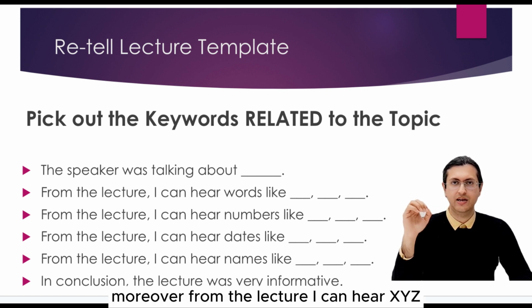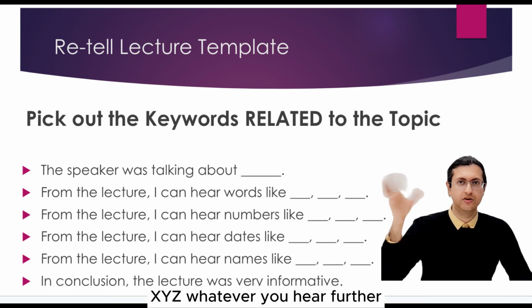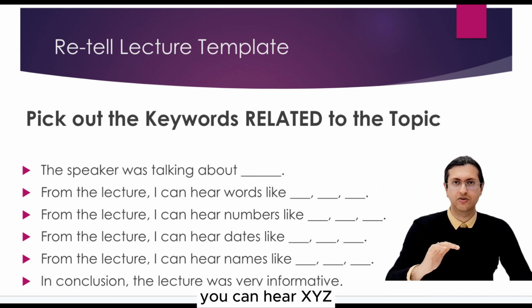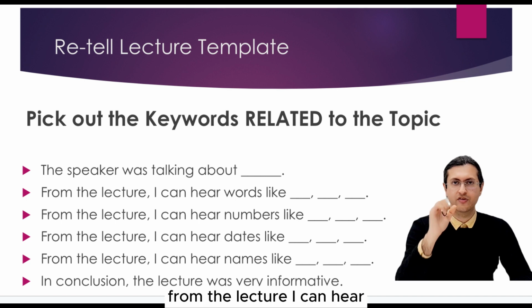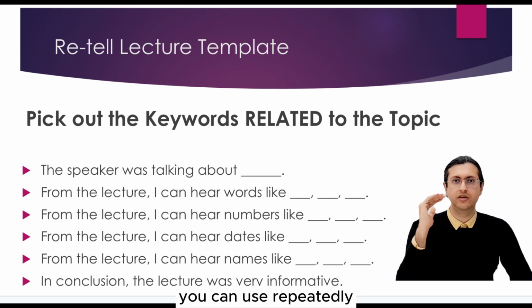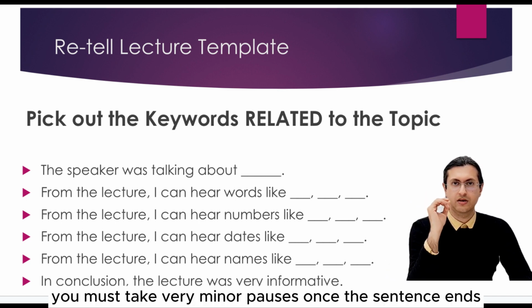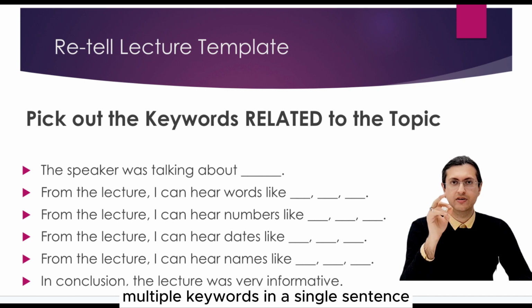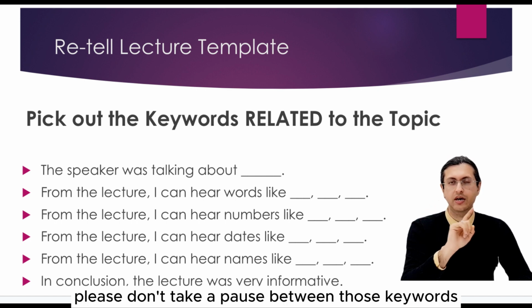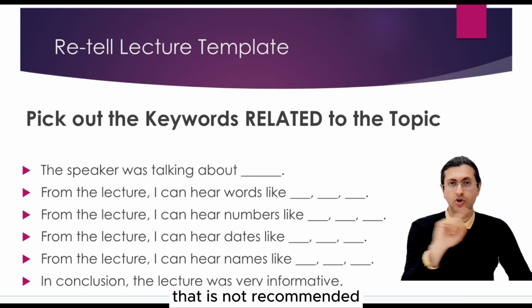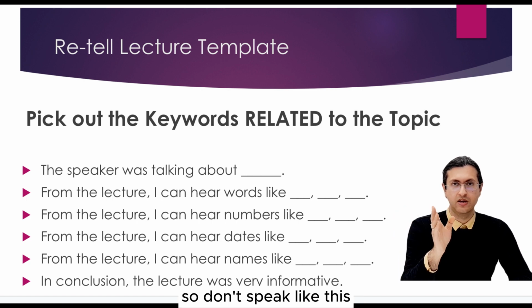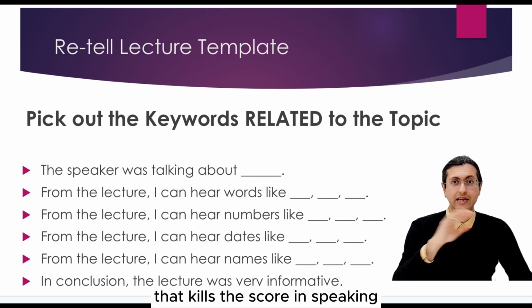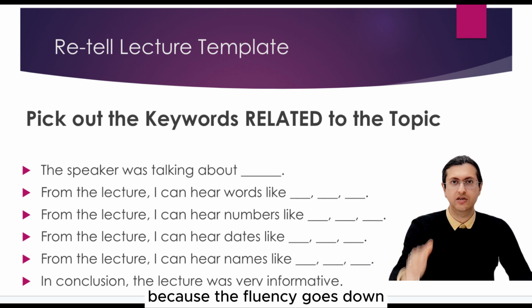Moreover, from the lecture I can hear XYZ, XYZ, whatever you hear, fit there. Furthermore, from the lecture you can hear XYZ. So this line, from the lecture I can hear, you can use repeatedly. You must take very minor pauses once the sentence ends. Also, whenever you speak multiple keywords in a single sentence, please don't take a pause between those keywords. That is not recommended. So don't speak like this: From the lecture I can hear India, China, and Japan. Don't do that. That kills the score in speaking because the fluency goes down.